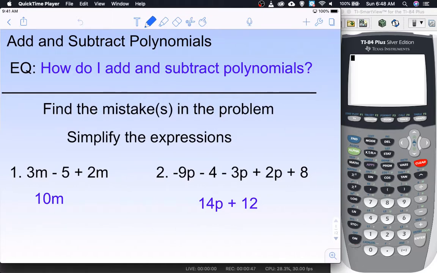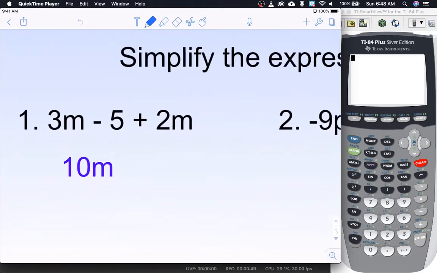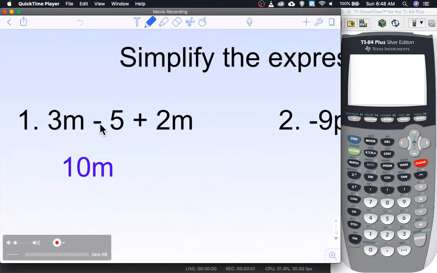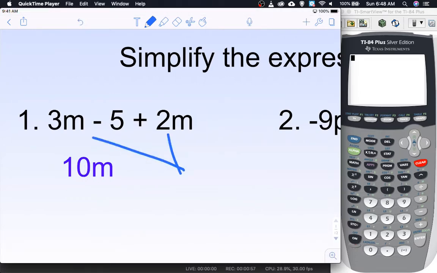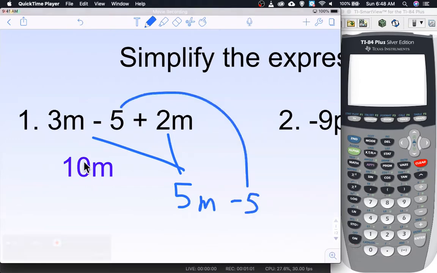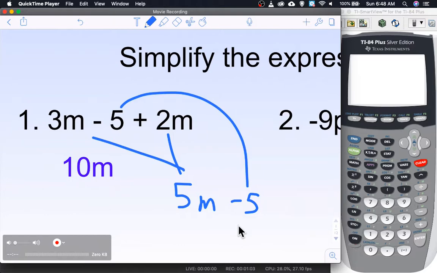All right, so the mistake, at least in the first one here, is, well, you can't just take the 3 plus the 5 plus the 2 and get 10m. No, you got to treat each thing kind of separately. So like the m's gives you a 5m, and this dude comes along for the ride. These are not like terms.